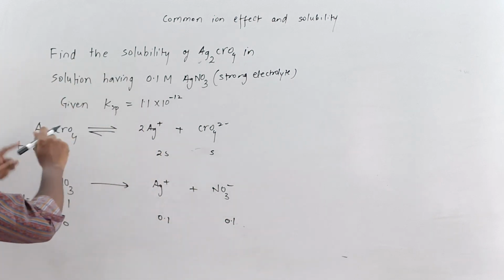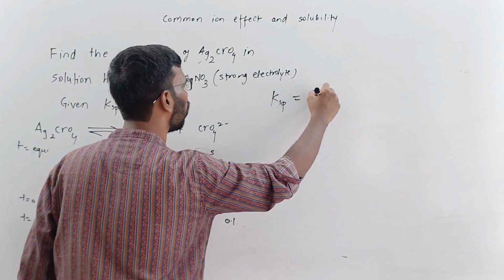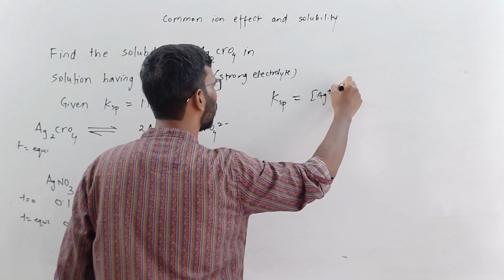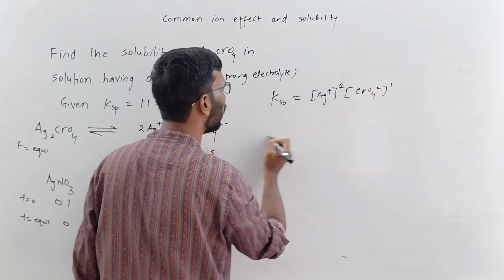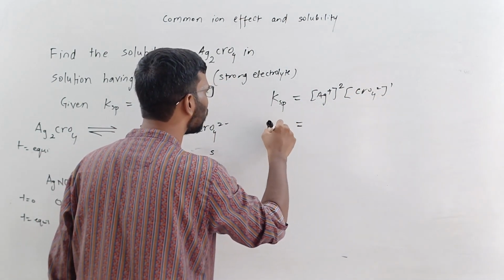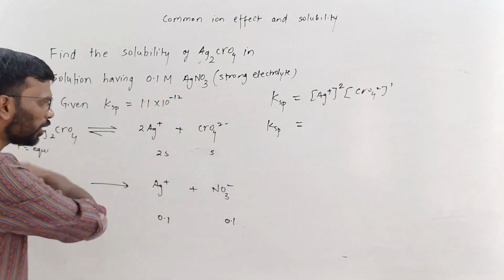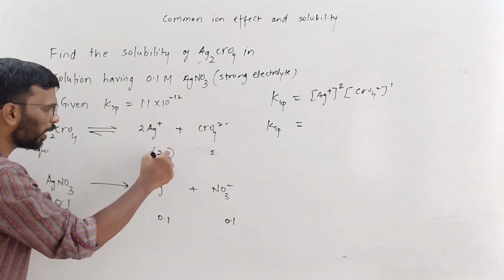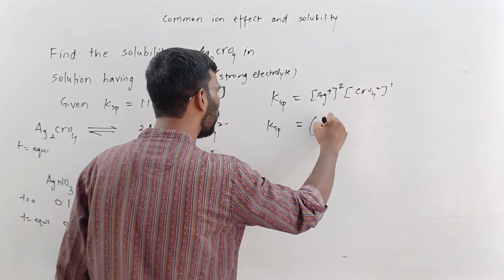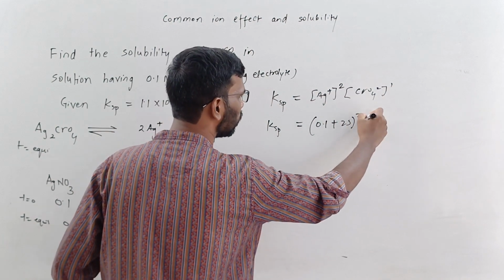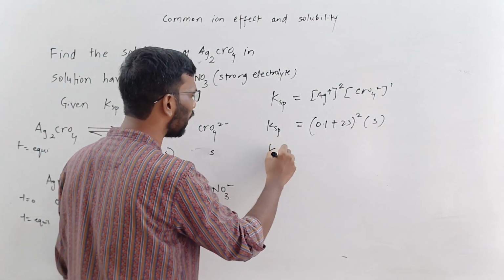So what is the KSP for this? The solubility product KSP is equal to the concentration of Ag+ raised to the power 2, and CrO4 2- raised to 1. What is the concentration of the Ag+ given over here? In this mixture, the total concentration is 2s plus 0.1, because this is a common ion over here. So it is (0.1 plus 2s) whole square into S, because this is S. So this is KSP.